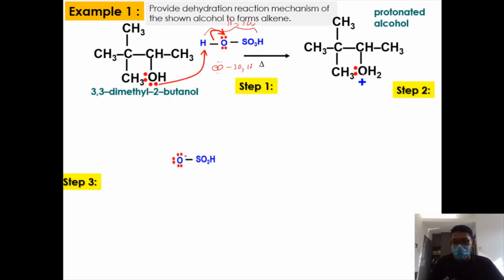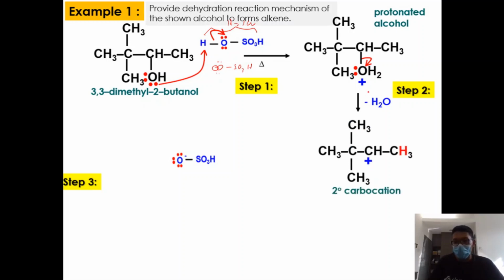So we're going to use this again in step 3, which I already wrote here. So from step 2, we're going to remove the water first. So water is being removed, as indicated here, and we're going to produce a secondary carbocation. However, the secondary carbocation is not stable, so we're going to do the rearrangement in order to form a tertiary carbocation, which is much more stable. Okay, so we're going to do a 1,2 methyl shift.